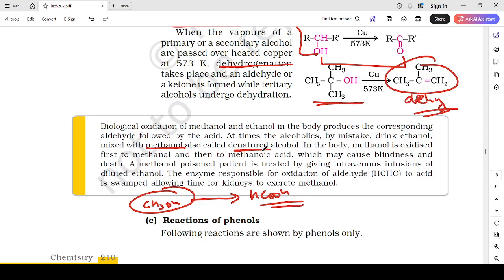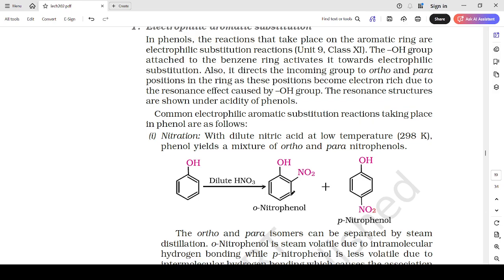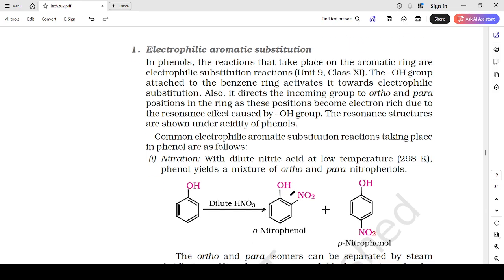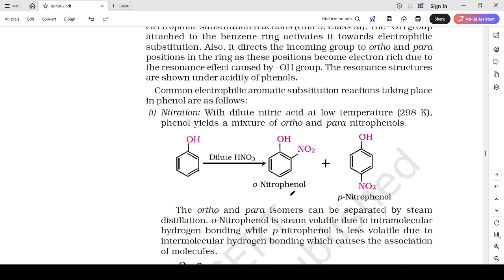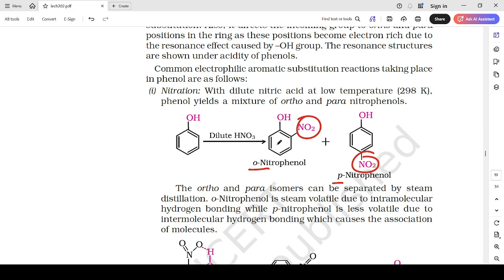And this alcohol is called denatured alcohol. We went on to study the EAS reactions of phenols, where you can see phenol in the presence of dilute nitric acid gives a mixture of products, ortho and para. Here, ortho can form intramolecular hydrogen bonding, so it will be boiling at first. Therefore, you go for steam distillation.